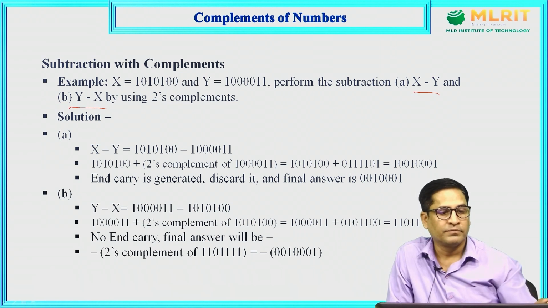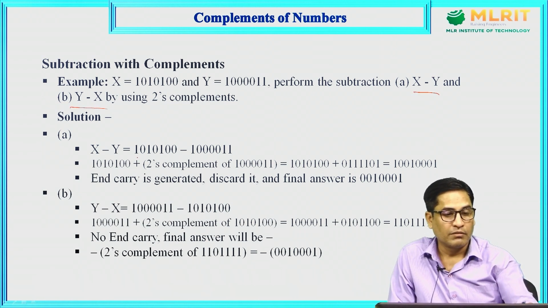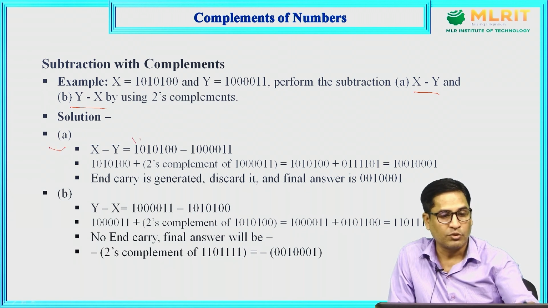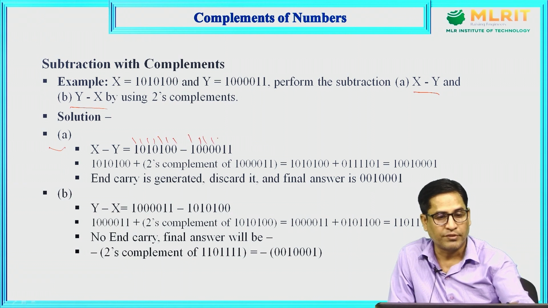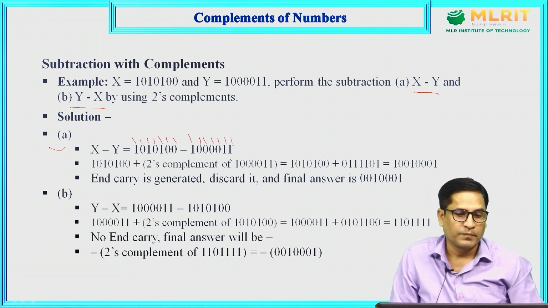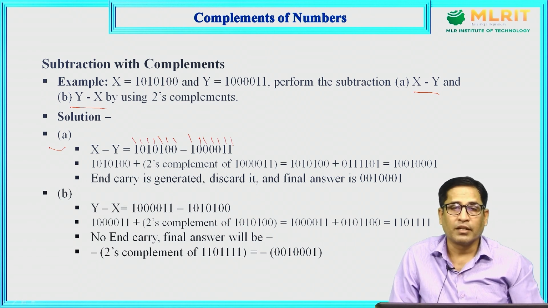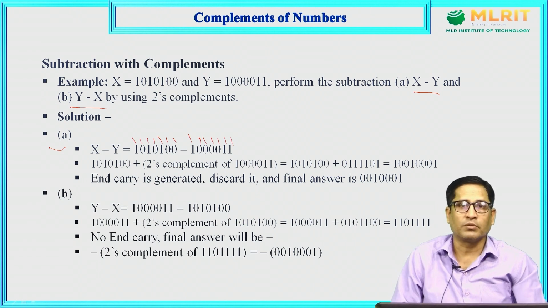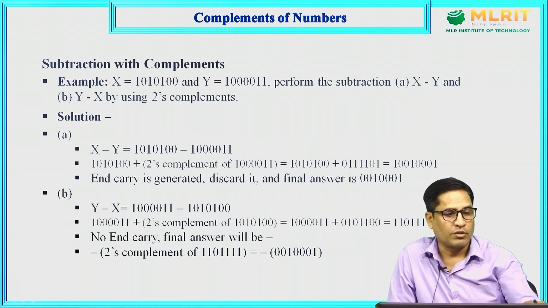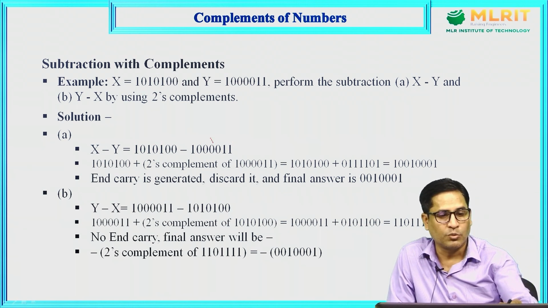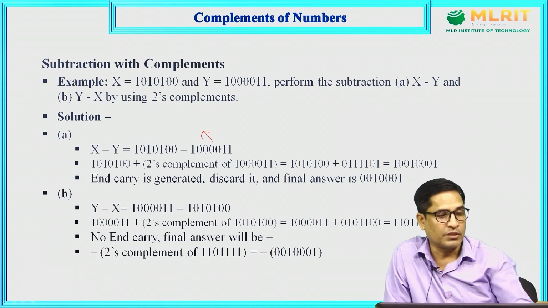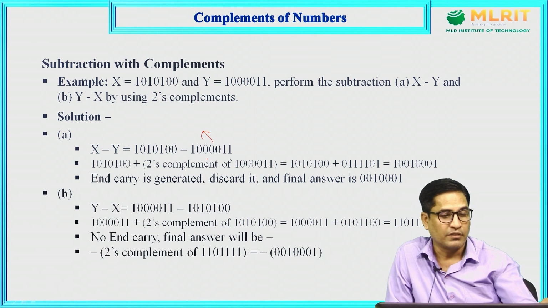First case, x minus y. Please note that both numbers have 7 digits, so we don't have to worry about an equal number of digits. For x minus y, I am going to take the 2's complement of the number y. Please note that to take the 2's complement, first take the 1's complement and then add 1.